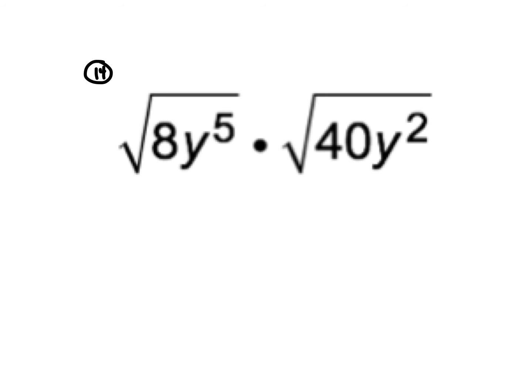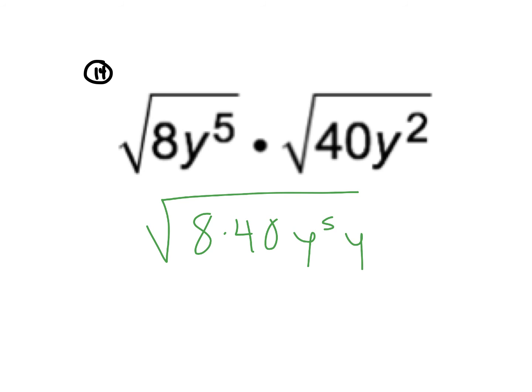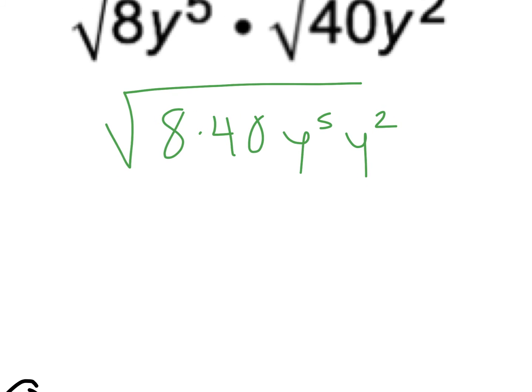All right, 14. Can I multiply these together? Yep. So I'm going to put them under the same radical. So I have 8. I'm going to write my numbers together and then do the variables. So 8 times 40. And then y to the 5th power and y squared. So I just want to work with my numbers first, then I'll do the y's. So what are factors of 8? 4 and 2. And 4 breaks down into 2 and 2, so I have 2 times 2 times 2.